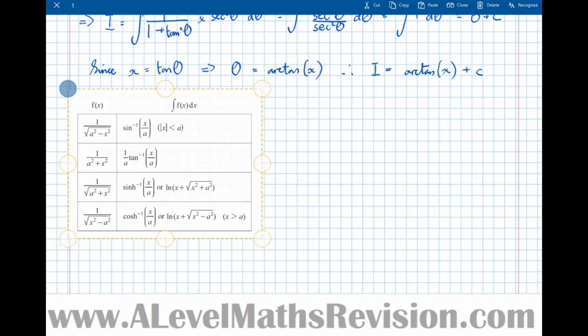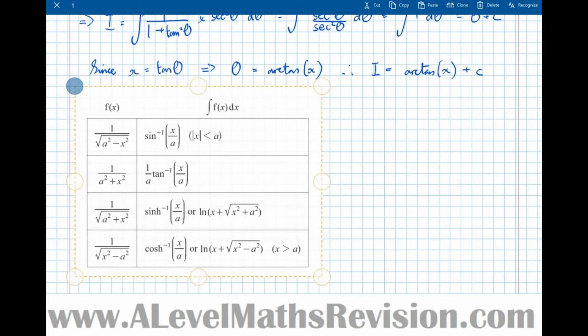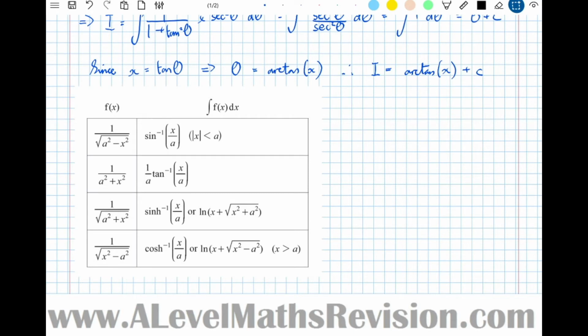So we've got that there, a snippet from the formula booklet. This is from the OCR formula booklet, but the Edexcel one is similar. So here we can see if we've got a square number and are subtracting an x squared term under a square root sign, we can see that the answer is arcsin. Therefore, that implies that x equals sine theta, or some multiple of sine theta, is the best one to use here. 1 over a square number plus a square variable gives arctan. That implies that some multiple of tan theta is the best substitution to use.